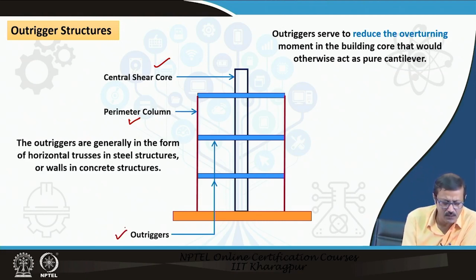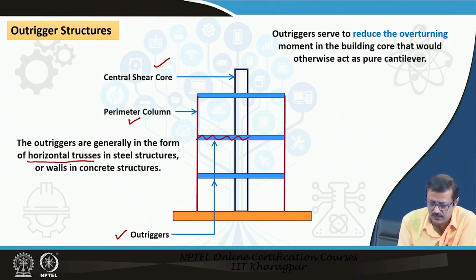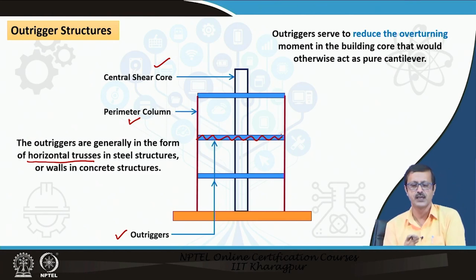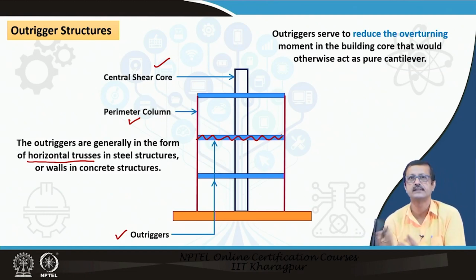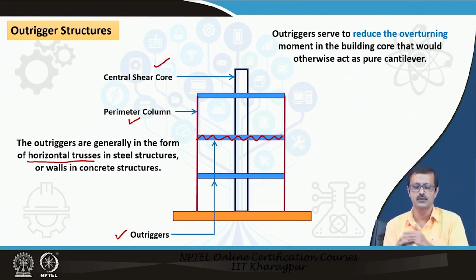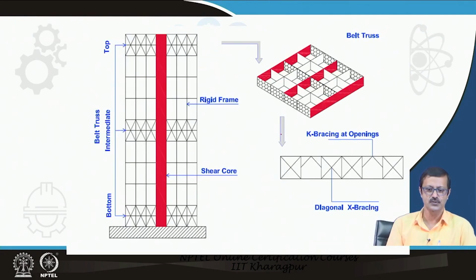What is an outrigger? Outriggers are generally in the form of horizontal trusses. So those are the horizontal trusses, the outriggers, the blue colored ones, and in case of concrete, it is a deep beam. These outriggers serve to reduce the overturning effect, and this is going to give you further benefit from the bending moment point of view, when you imagine the building as a vertical cantilever. So, let us go to the next slide.